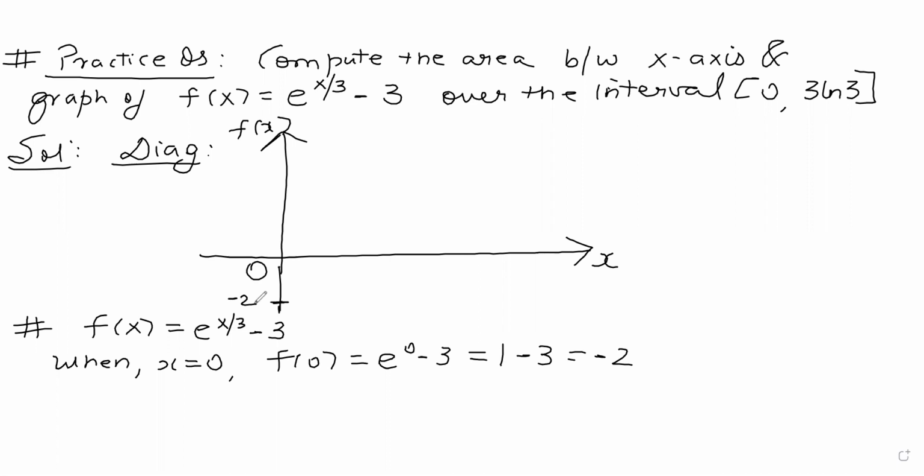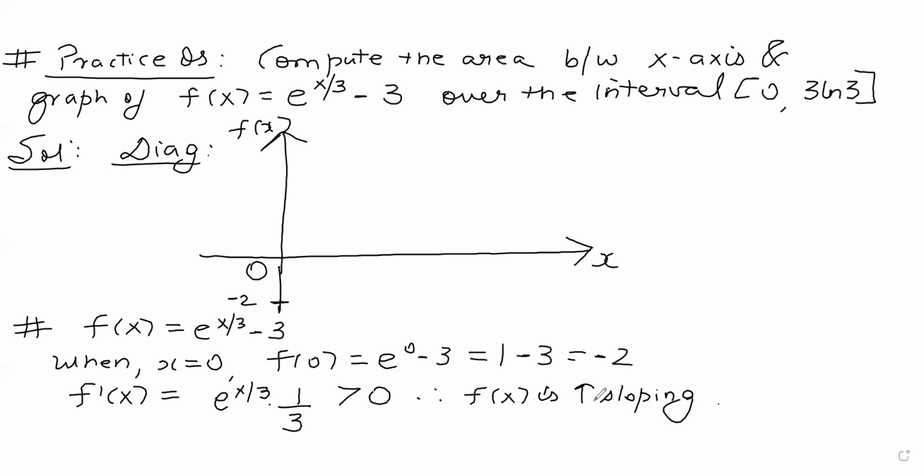Then guys, we need to check whether it's upward sloping or downward sloping. Now please recall from the MME-1 course, how do we check whether the graph is upward or downward sloping? Find the first derivative f dash x. The derivative of e to the power x by 3 is e to the power x by 3 into 1 upon 3, which is positive. Therefore, I can say f(x) is upward sloping.